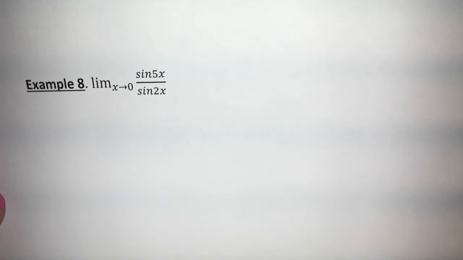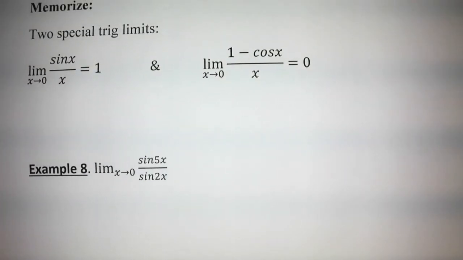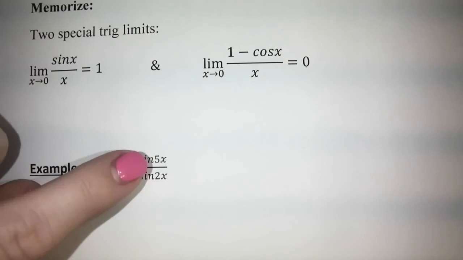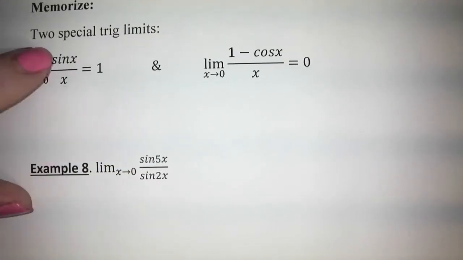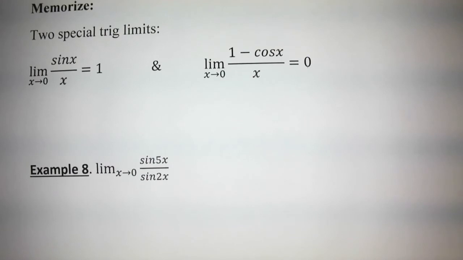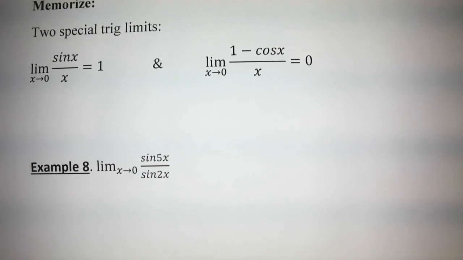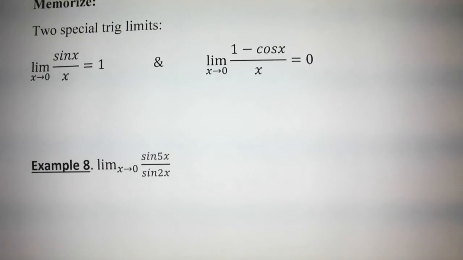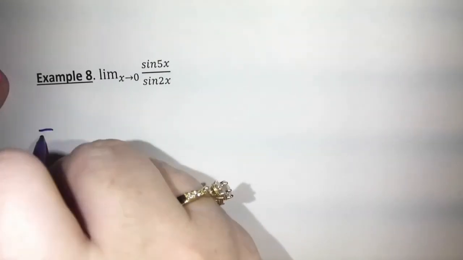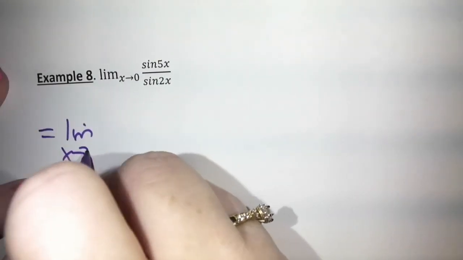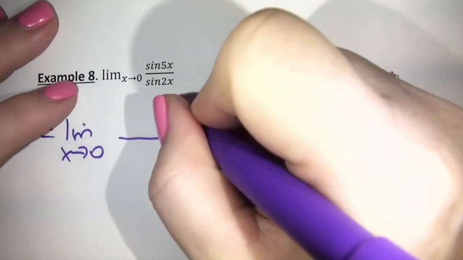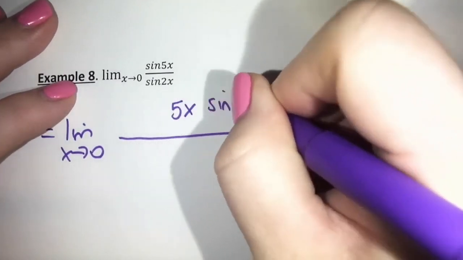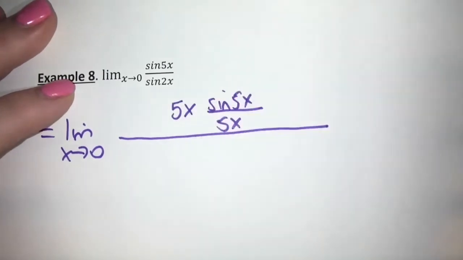over sine 2x. So I look back at this limit and I know that I want to have a sine 5x over 5x, and on the bottom I need to have a sine 2x over 2x, because if they're the same, then both limits are going to equal 1. So how do I do that? Well, I've got my limit as x approaches 0. On the top, I'm going to say 5x times sine 5x over 5x.